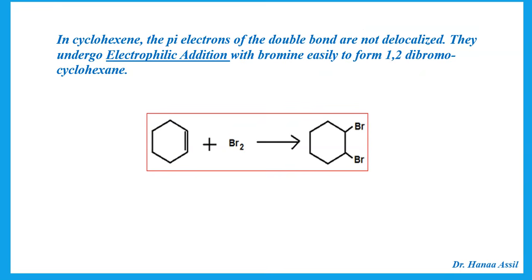In cyclohexene, we don't have that. In cyclohexene, the pi electrons of the double bond are not delocalized, so this undergoes electrophilic addition, and this occurs at room temperature. It is fast, and this forms 1,2-dibromocyclohexane.